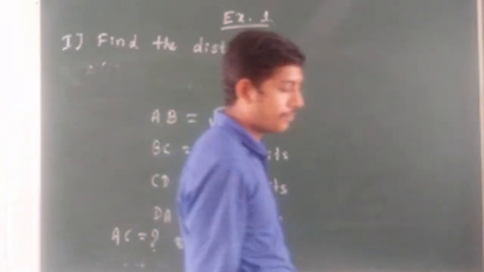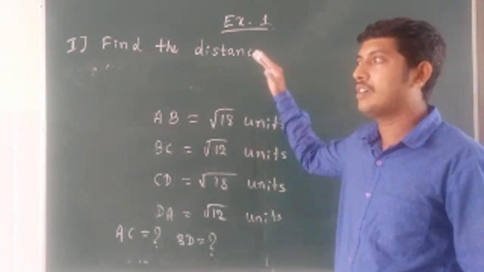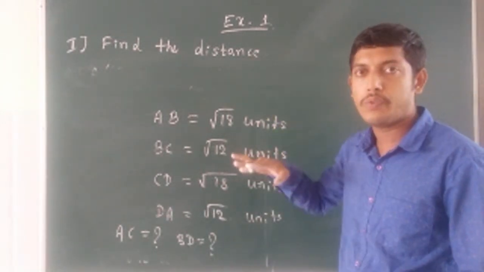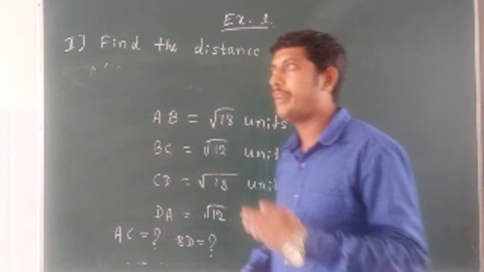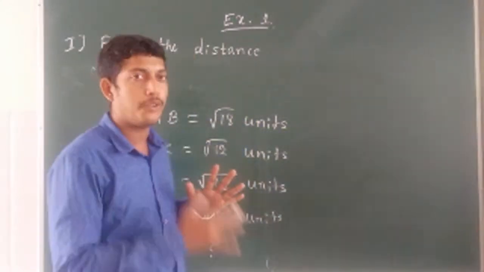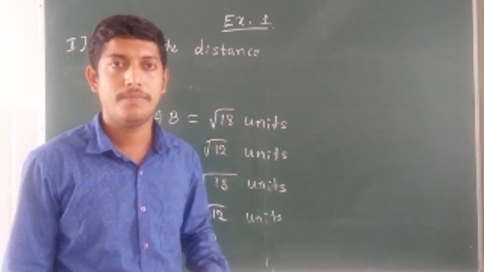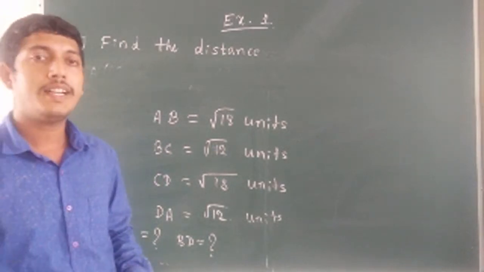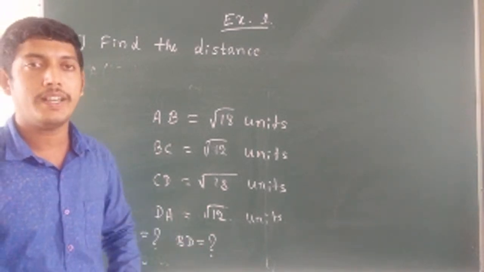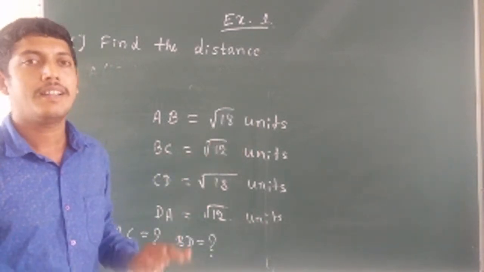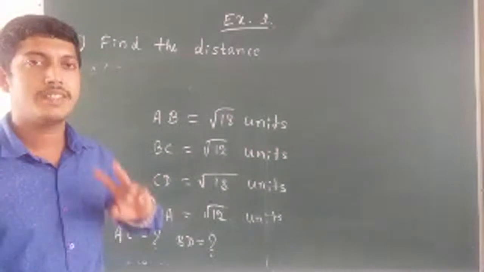Therefore, if all the four sides are equal, then the points constitute either a square or a rhombus. So in that case, what do we have to do? We have to find the diagonal values, or the distance between the diagonal points. If the diagonal values are equal, then the 4 points constitute a square. If the diagonal values are different and all the sides are equal, then the points constitute a rhombus. These are the 2 points.